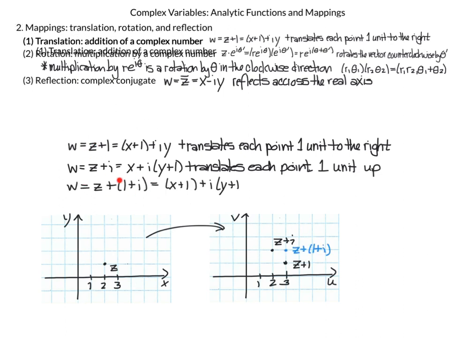And then last, you can add w equals z plus some complex number with a real and imaginary portion, and you'll see that you have a translation in the x direction combined with a translation in the y direction. So if we add 1 to the x and 1 to the y, we get this z component here, z plus i plus 1.